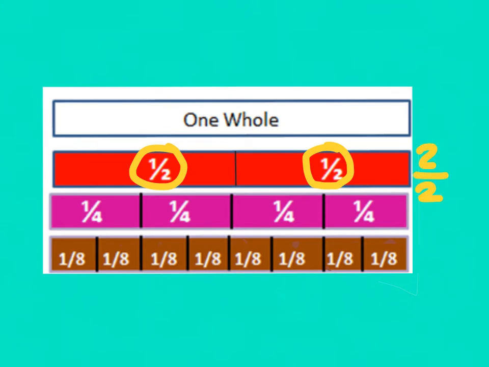But remember, when we have the same numerator and denominator, we can just scratch that out and we can say it's 1 whole. So 1/2 and 1/2 equals 1 whole.